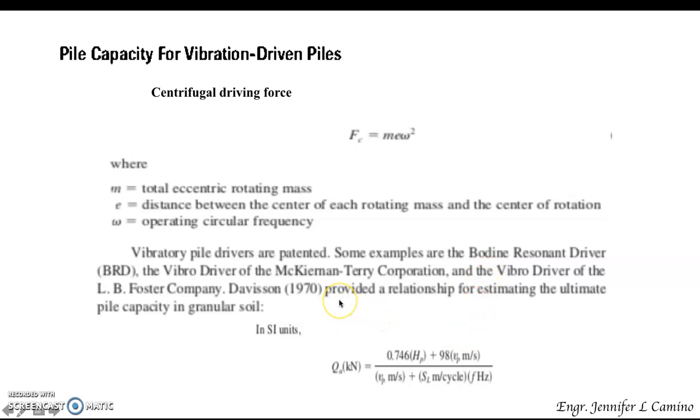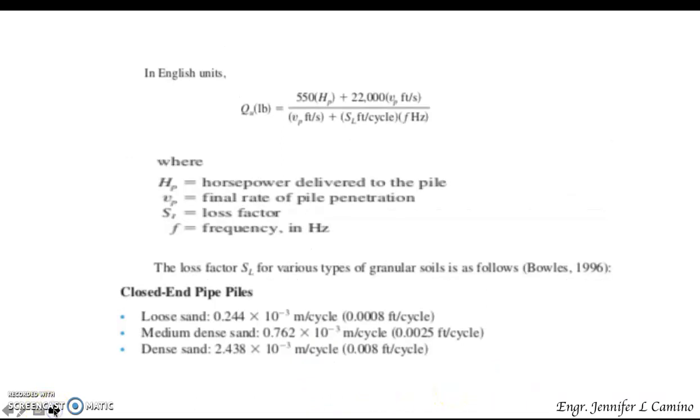It was Davisson who provided a relationship for estimating the ultimate pile capacity in granular soil. So the ultimate pile capacity in granular soil for SI units, this is the formula that you're going to use. And for English units, for our Q sub U, this is the equation. And of course, H sub P is the horsepower delivered to the pile. This one is the final rate of the pile penetration. This is our loss factor and our frequency, which is in hertz.